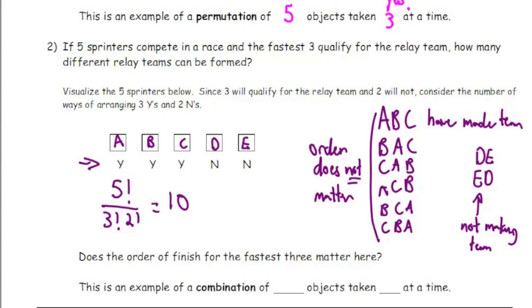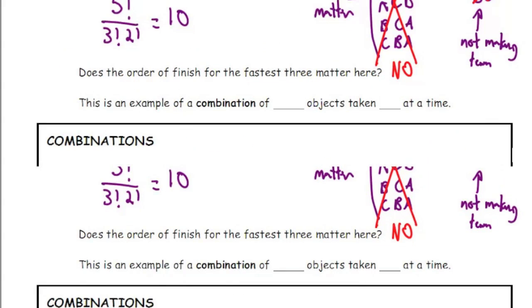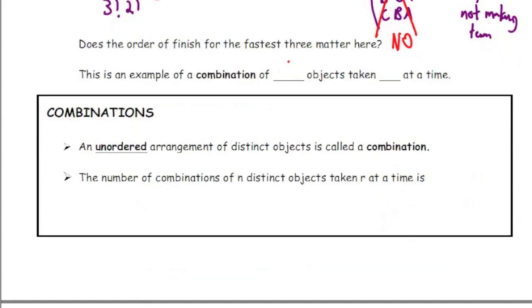All we're trying to do by using this math here is we're saying, you know what? All of these different combinations count, but we don't really need to worry about those because all of them are equal to this ABC, and we don't need to worry about that one because D and E is just fine. So does order of finish for the fastest 3 matter here? Absolutely not. In this case, top 3 make it, end of story. So in this case, we're talking about this idea of a combination now of 5 objects taken 3 at a time.